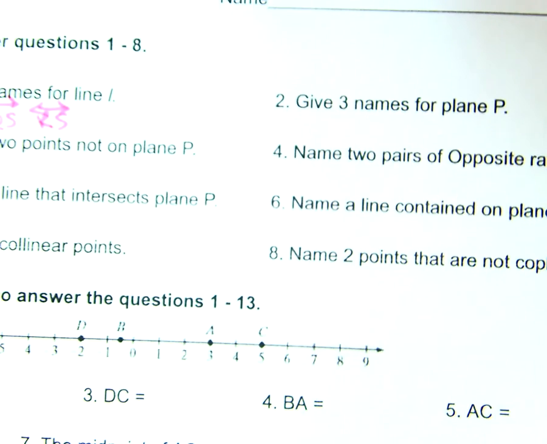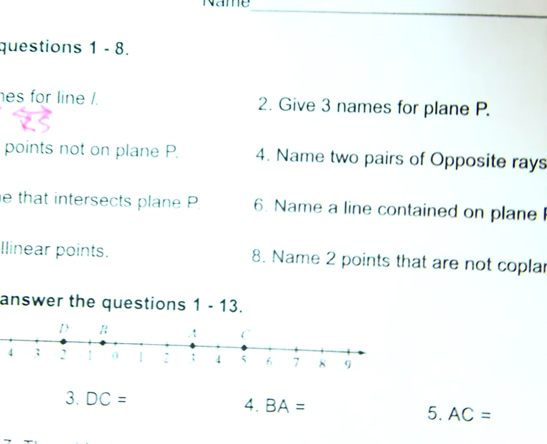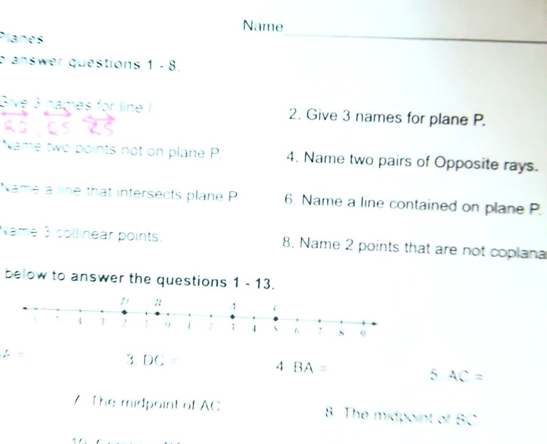Question 2 says, give 3 names for the plane. So again, if we're referencing our notes, which hopefully we are, we're going to be able to see that we can name a plane given any 3 points on that plane.